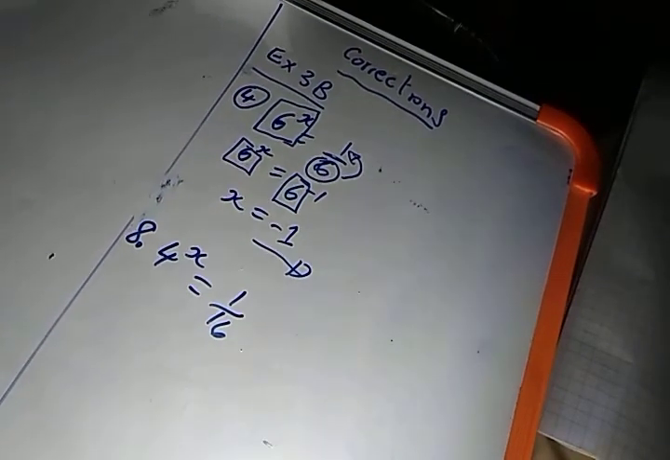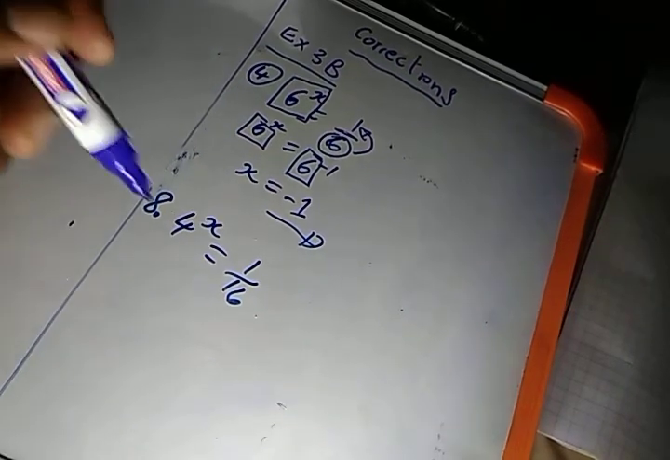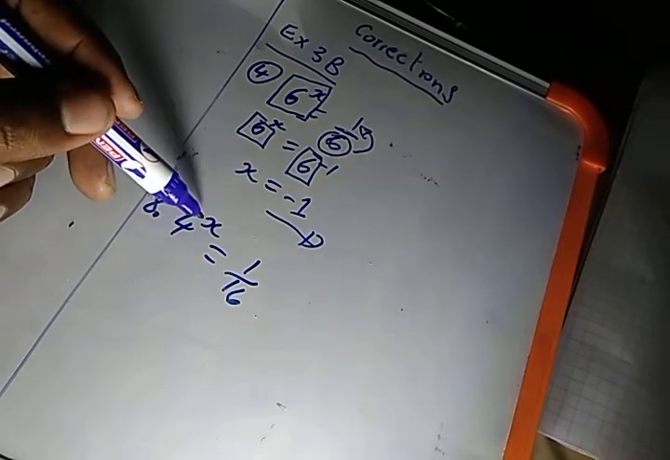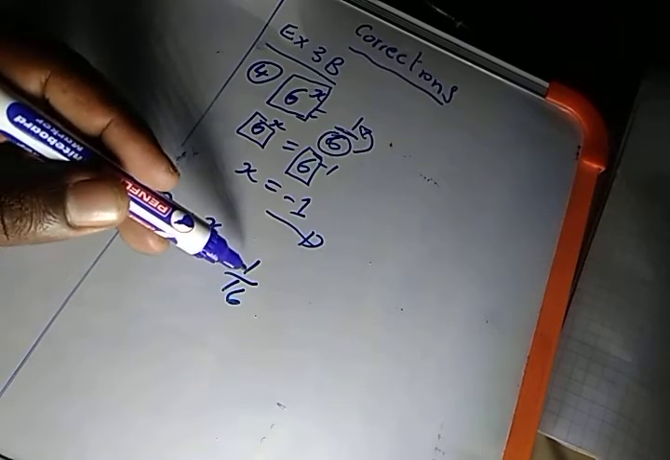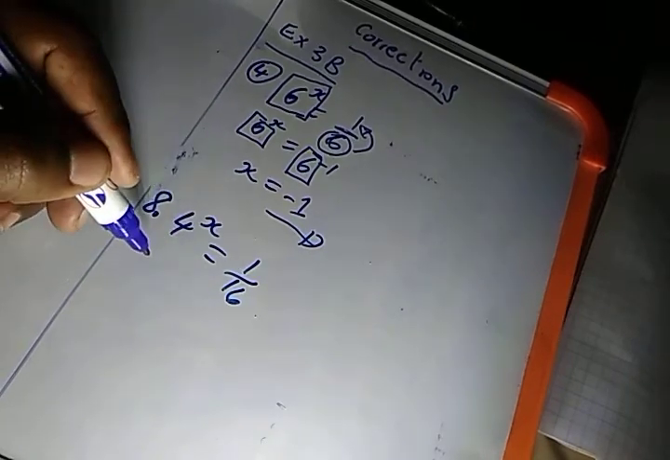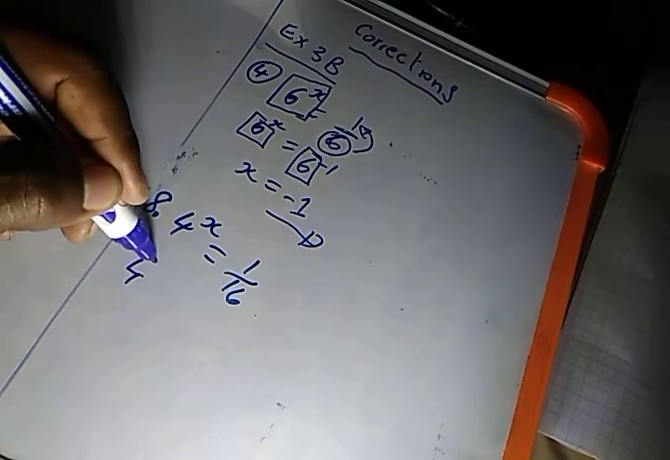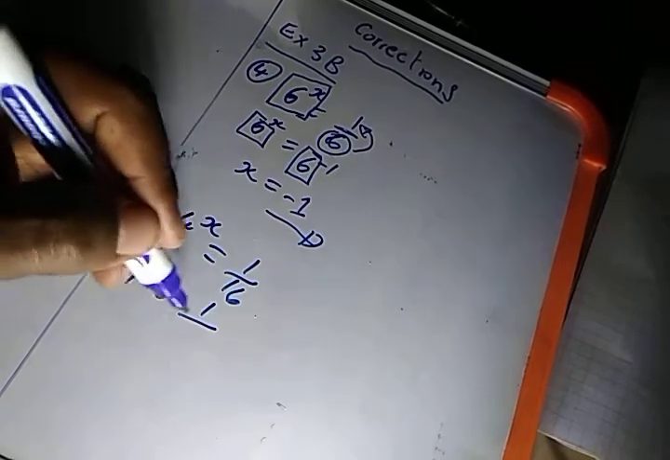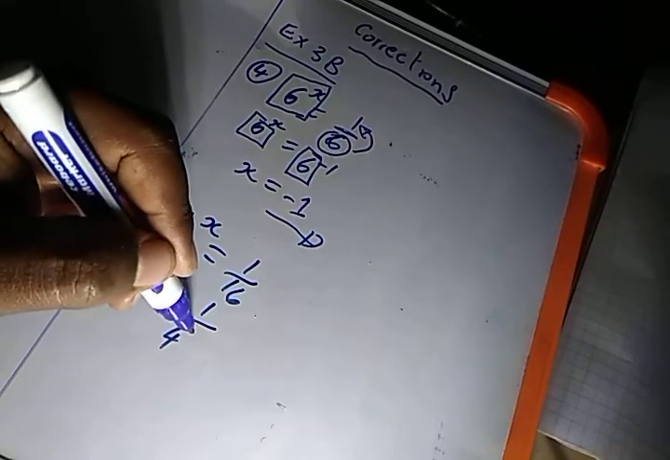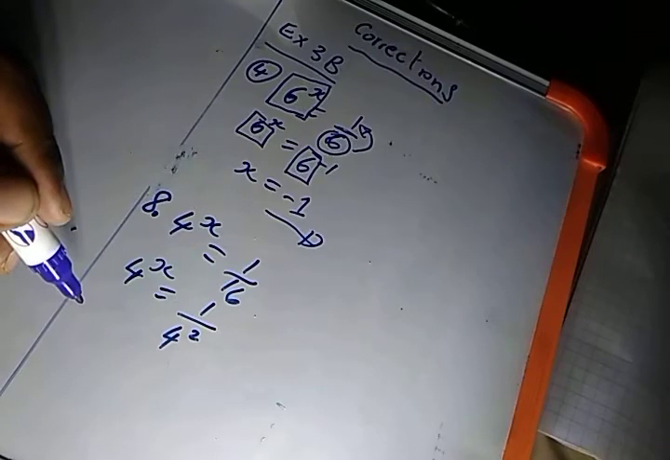Okay, question 2, had to do number 8. Number 8, same thing. We've got the power here with 4. We've got 1 over 16 on the right hand side. So we keep the left the same. Just one extra step here. This will be 4 to the power 2.